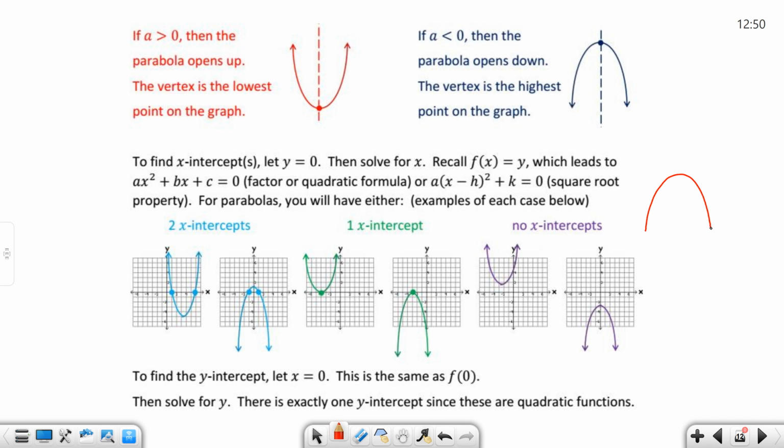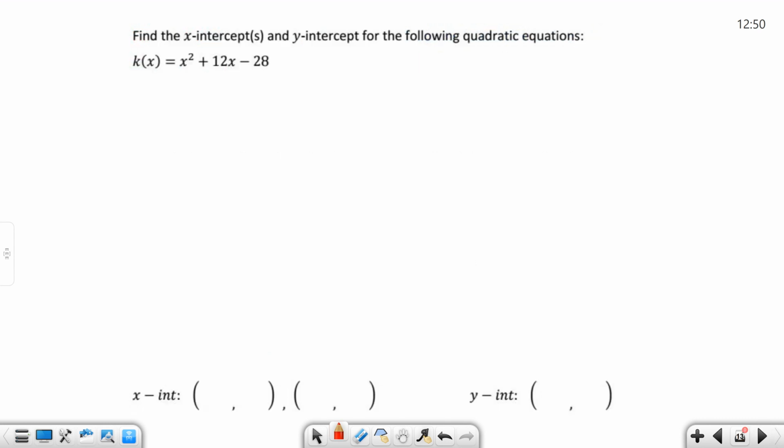My point is it's getting wider and wider and wider forever, so at some point, wherever the y-axis is, it's going to cross it. There is exactly one y-intercept for quadratic functions. You can't have more than one or less than one. It's got to be one. All right, so let's find the intercepts. Let's practice finding these things.